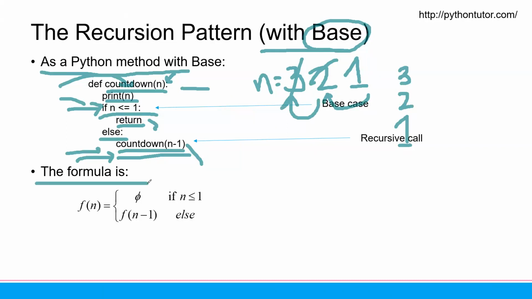The formula will be something like this one. If n is less than 1, that's empty. And if it is not less than 1, let's make it n minus 1. Okay.